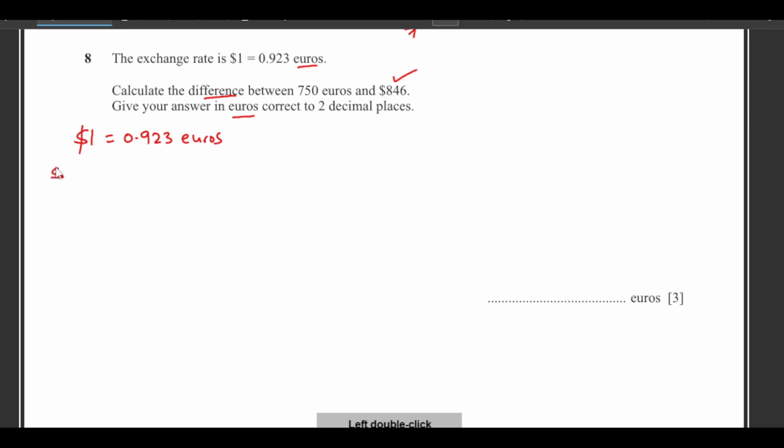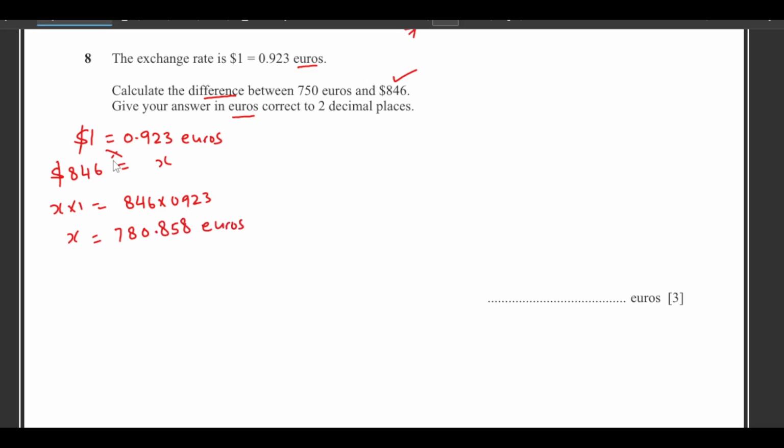And how much will be $846, right. I will put x here, then you cross multiply and you get here x times 1 equals 846 times 0.923, and then we get x here when you multiply: 780.858. Now, this is euros, right. Make sure that you write the correct currency.